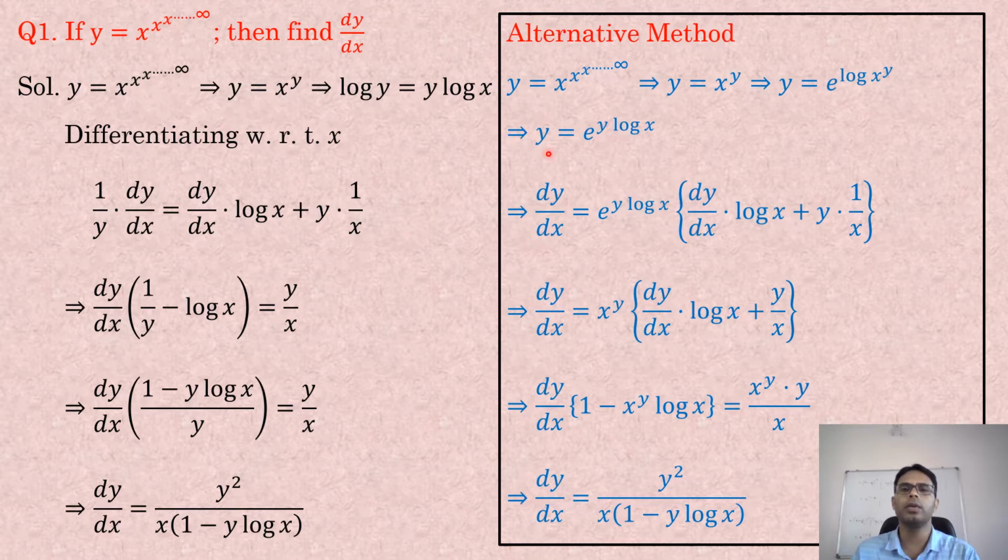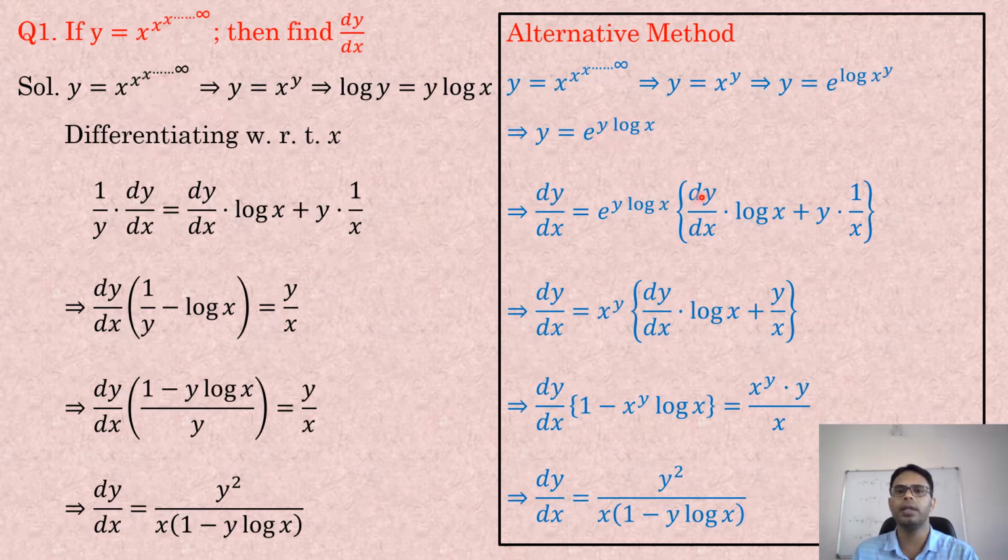So dy/dx is equal to e to the power of some function; the derivative is the function itself. We know the formula for e to the power x is e to the power x itself, and here y log x is considered as x, so the derivative is e power x itself, but it is not actually x, it is y log x. So by the chain rule, you have to take the differentiation of this power again, and it is a product function, y into log x.